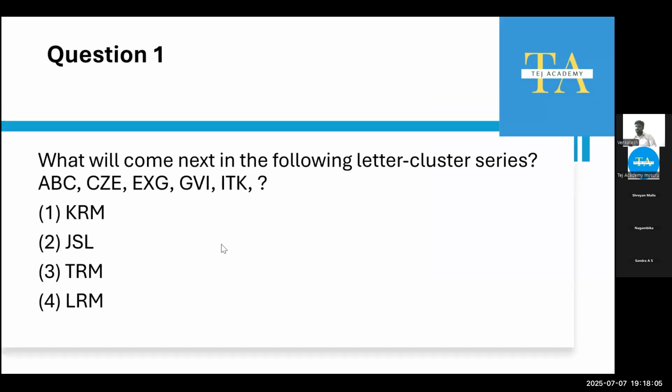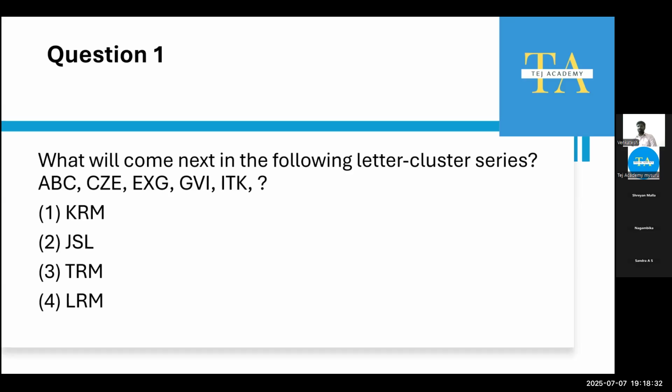Right. So this is question number 1. What will come next in the following letter cluster series? ABC, CZE, EXG, GVI, and IEK. So what letter will come next? I hope you already learned the place values of the English alphabetical letters, right?